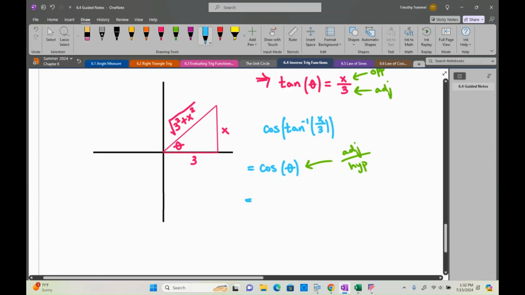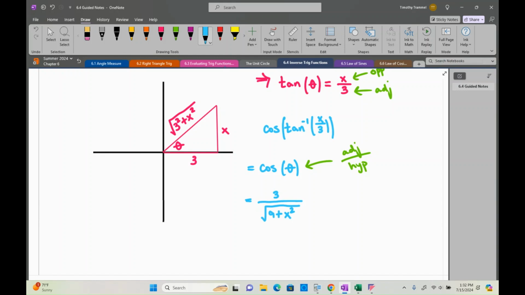Okay. So when we do that here, take that adjacent side. The adjacent side is just 3. The hypotenuse is the square root. And I could write this in as 3 squared plus x squared, or if I prefer, 9 plus x squared. And you could rationalize this if you wanted to. On a test, I'd say don't bother.